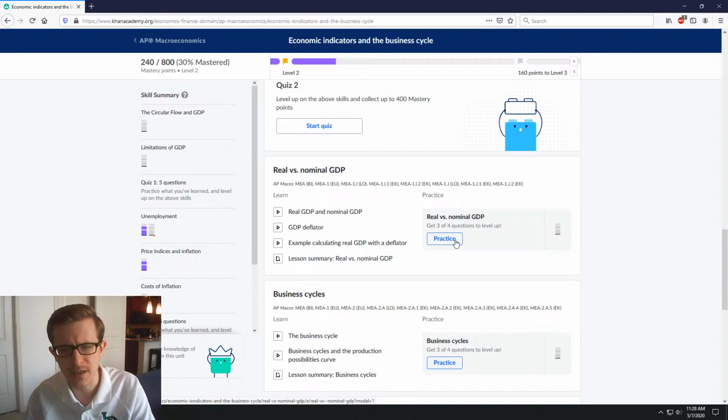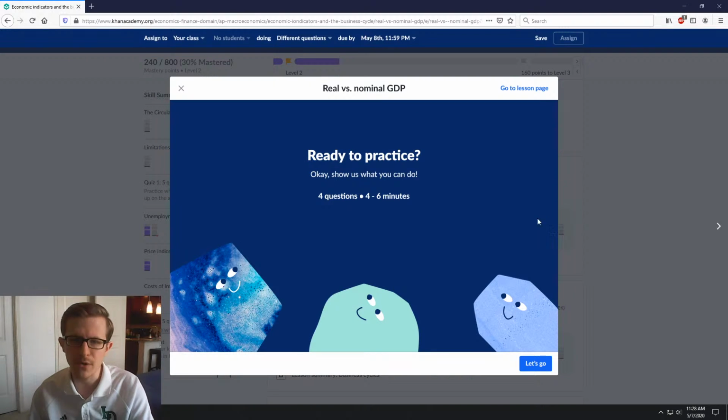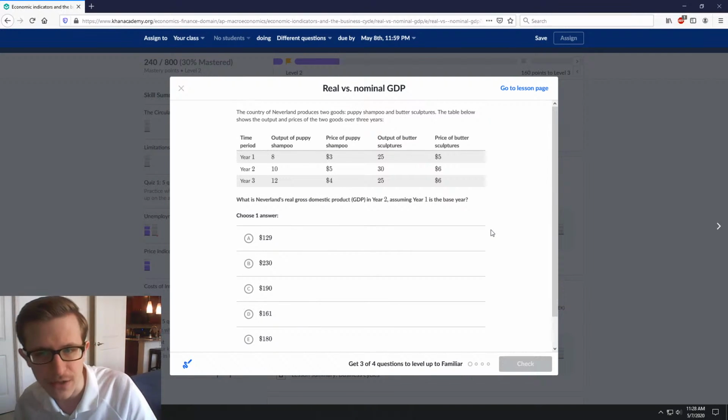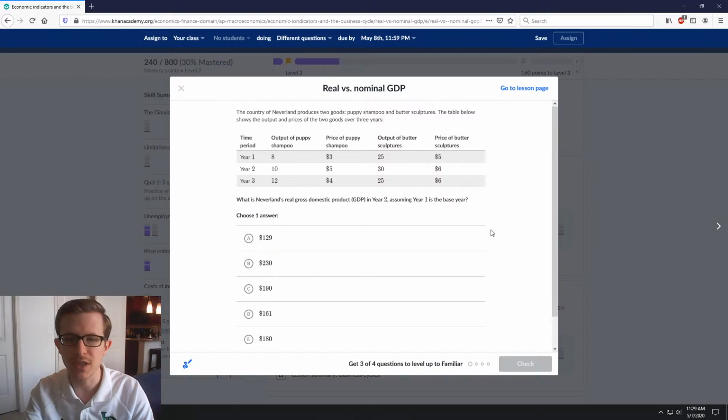And this looks like it's specifically going to look at real versus nominal. Again, real being adjusted for inflation and nominal just being the number. We looked at this early on in the course, the different tables. I'm not guessing that something like this will be on the test, but it very well could. So we'll definitely go over it. So what is Neverland's real gross domestic product in year 2, assuming year 1 is the base year?